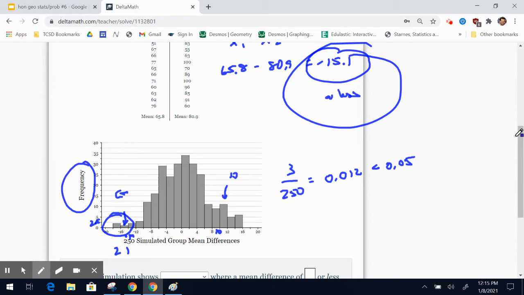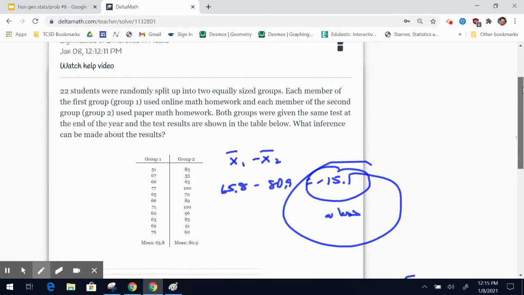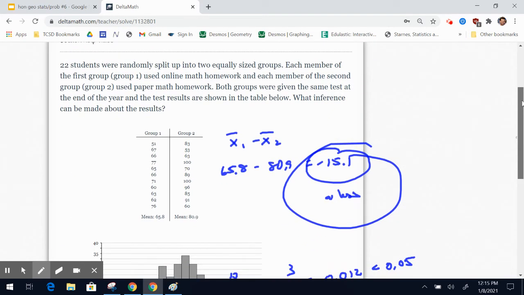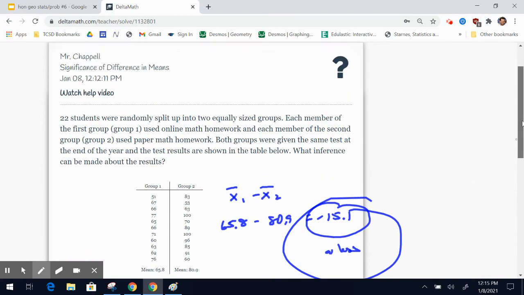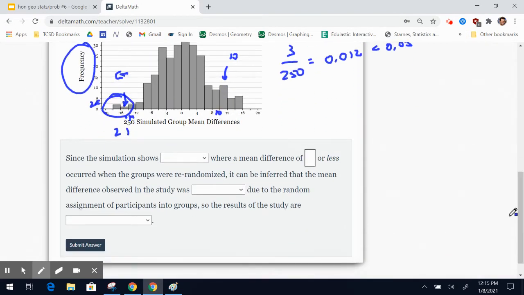So if we look here, group 1 received the online math homework. They scored very much lower than the paper one. So again, this example is showing that paper is actually better for people when they have to take tests. Not good for COVID teaching, right? Okay, sorry about that, guys.